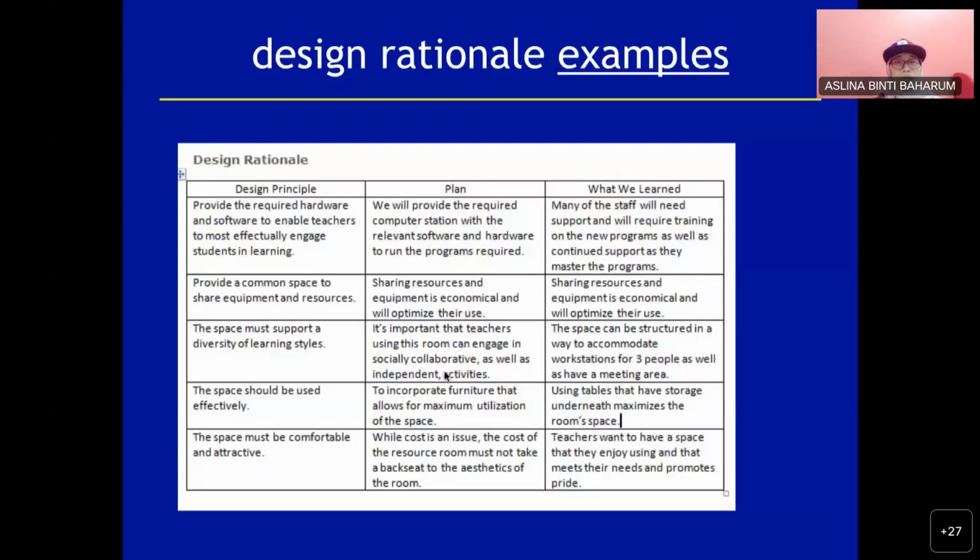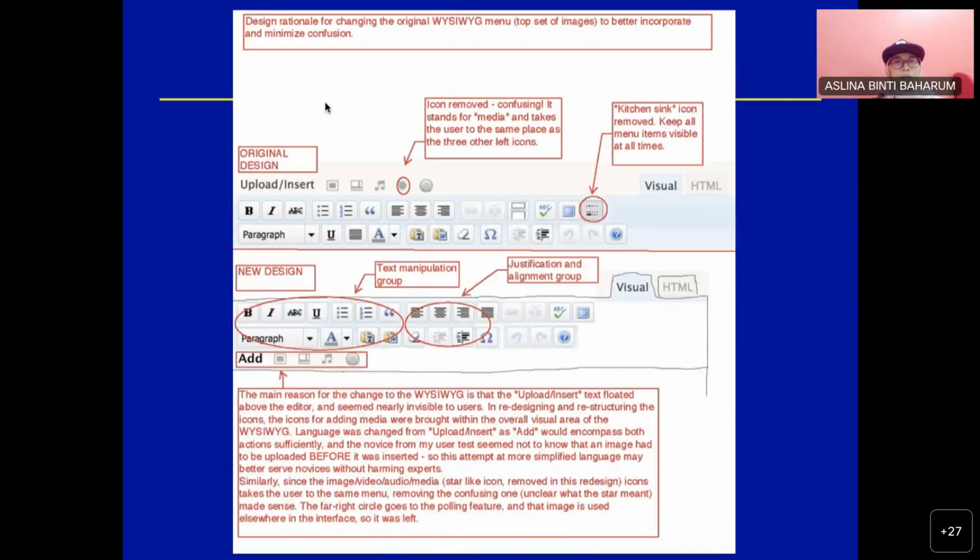Okay, so this is a kind of analysis, to make a justification of why you do it like that. Design rationale is for justification. So what principle you use, what your plan is, and what you learned, something like that. This one is the design rationale for a design.